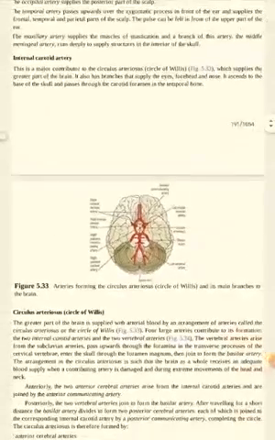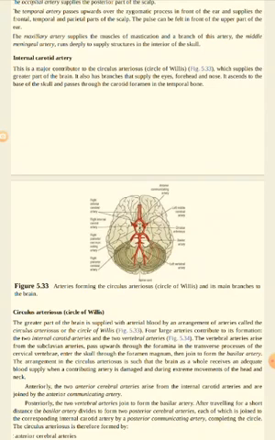The greater part of the brain is supplied with arterial blood by an arrangement of arteries called the circulus arteriosus or the circle of Willis. The four large arteries which contribute to the formation of this circle are two internal carotid arteries, one from each side, and two vertebral arteries, one from each side.